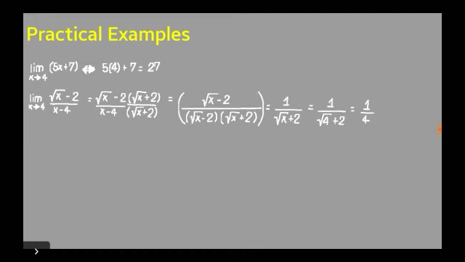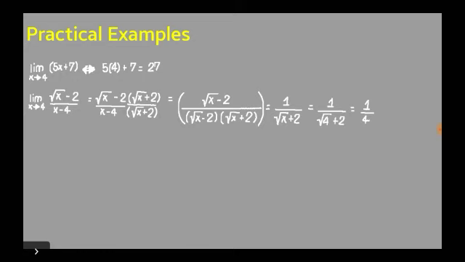And the second example is the limit of a function. If it is indeterminate, you have to rationalize the numerator and the denominator. The limit as x approaches 4 of root of x minus 2 over x minus 4. So it is indeterminate. So let's rationalize the numerator. Root of x minus 2 over x minus 4. Rationalize: multiply by root of x plus 2 over root of x plus 2.